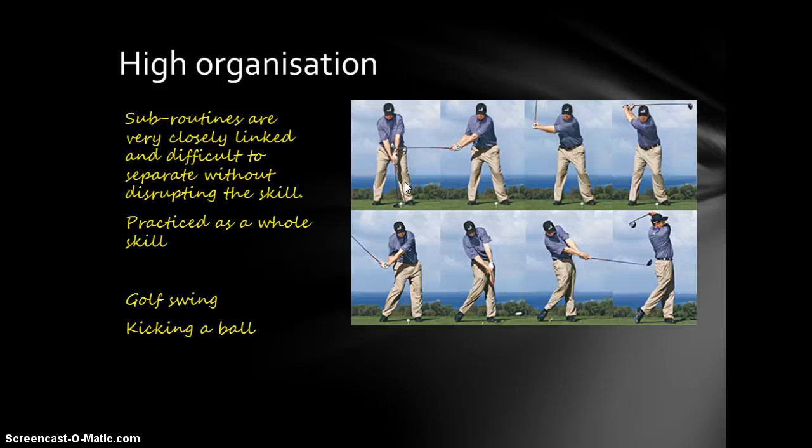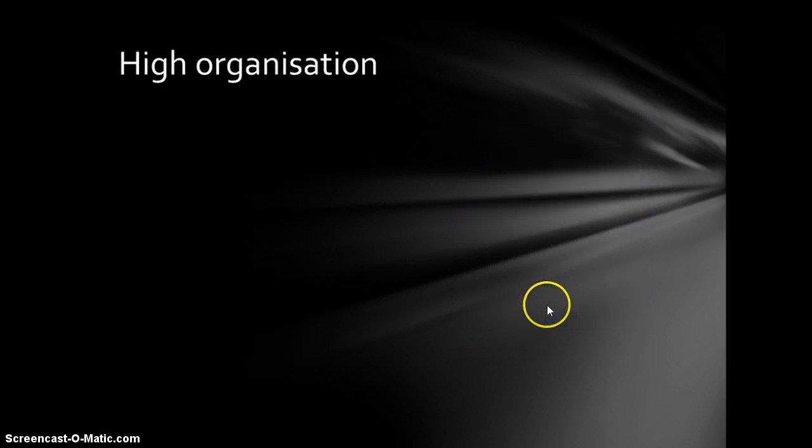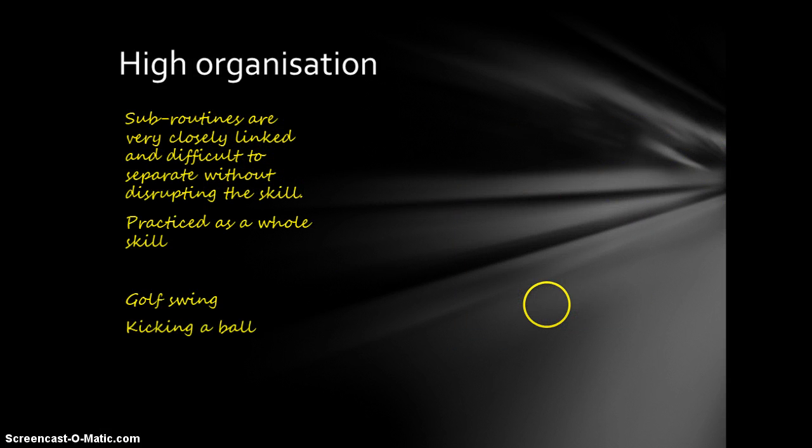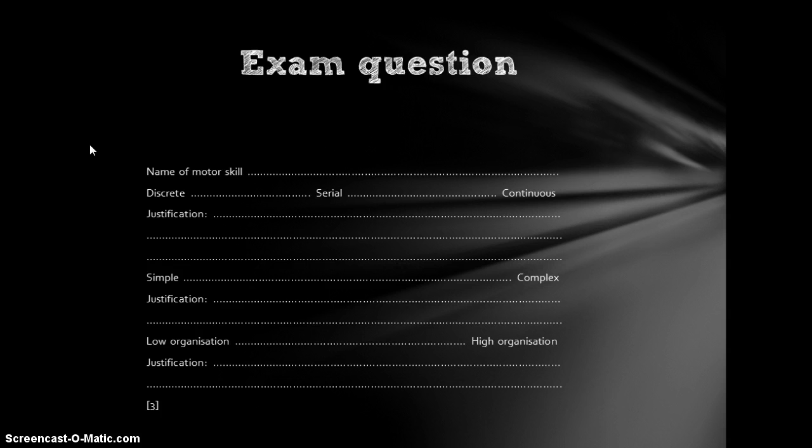Fine, and at a higher level I'm sure you could break that down. But let's say compared to our triple jump here, we can easily break that one down, where it's a lot more difficult to break down a golf swing. So it's easier to practice this as a whole, therefore we say it's high in organisation. Kicking a ball, again, is easier to practice as a whole, so therefore high in organisation. Alright, so let's have a look how that would pan out in an exam question.